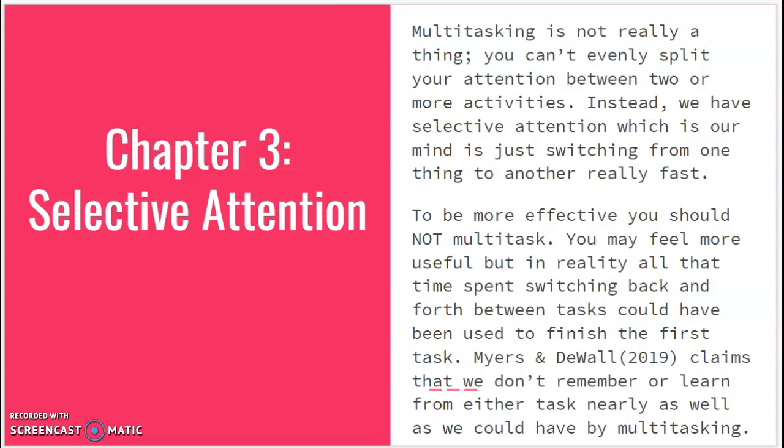So, multitasking isn't effective. It's not really a thing. What's actually happening is that your mind's just switching back and forth between these two things very fast. It feels like you might be doing both at once, but it's not true. It feels effective to do that, but in reality it's not, because you're just slowing down, trying to switch back and forth between these two things.